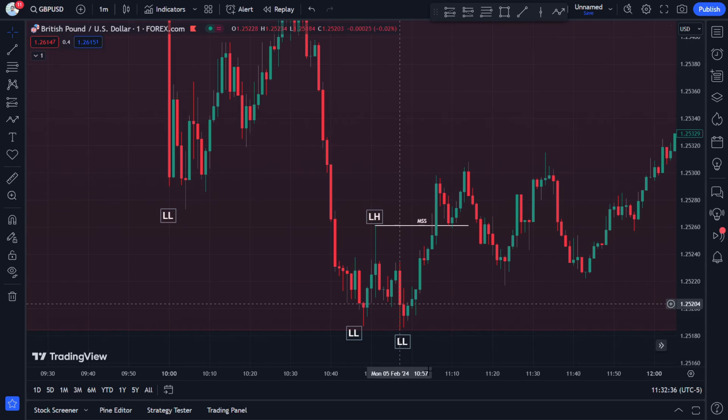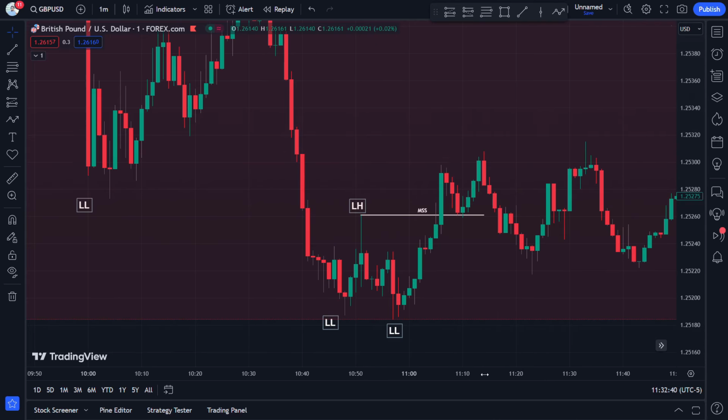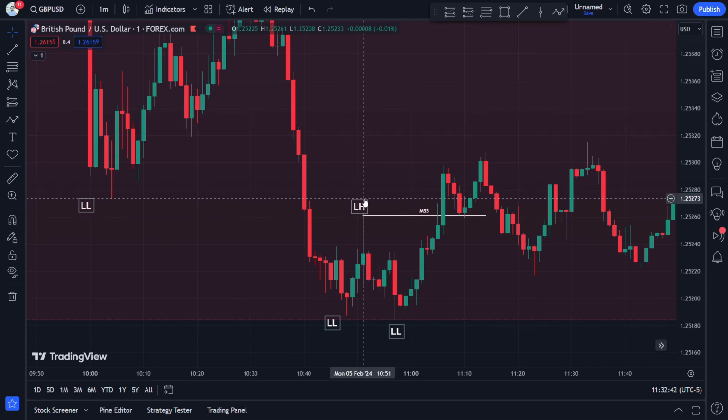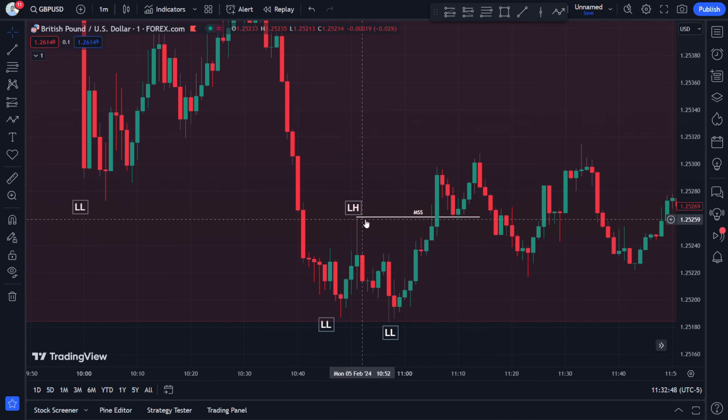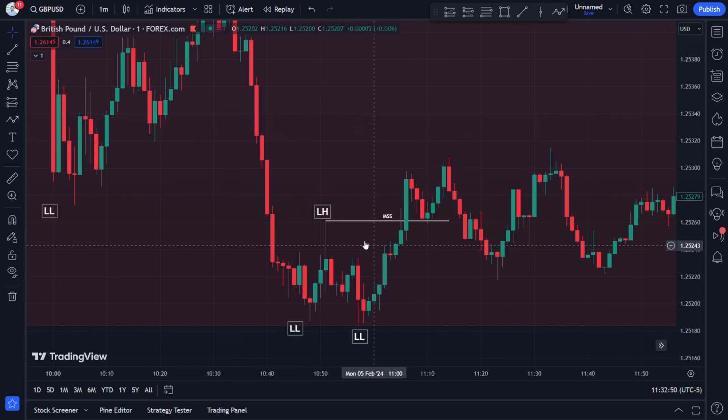This lower high is going to be confirmed when the price is going to be breaking the previous lower low. After the price has broken the previous lower high, right over here, the price broke it. It's going to be only confirmed when the price breaks this and closes above the lower high. So a candle should close above the wick.